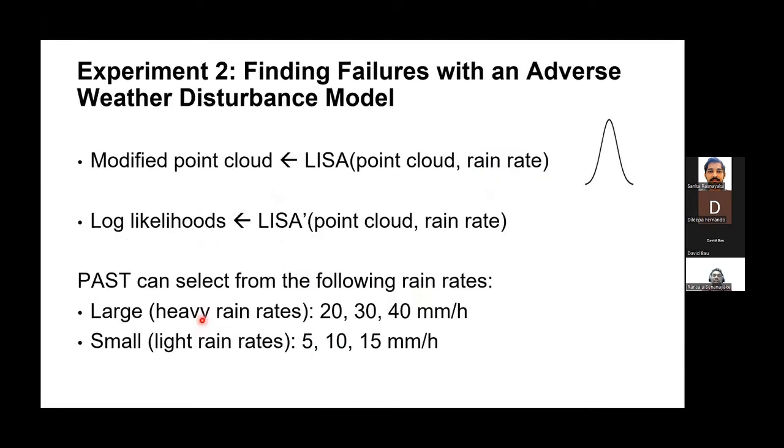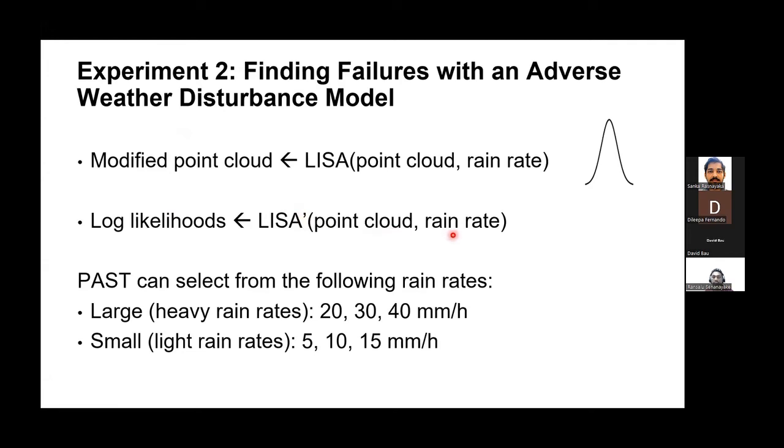And this is the more realistic example. Rather than considering that Bernoulli likelihood, now we consider a real physics-based weather model. LISA is a rain model. If you input a point cloud and define, say, a rain rate, it can give you the modified point cloud under this disturbance. It is a physics-based model with certain probability distributions. So what we do is modify this LISA, and that's why I call it LISA prime.